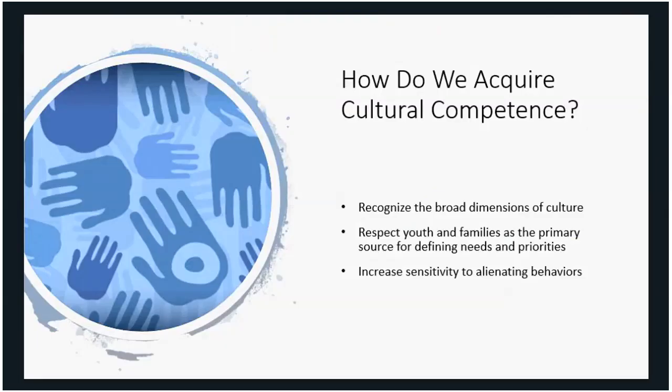So leading into getting to some concluding thoughts for the presentation, and then allowing some time for questions. How do we acquire cultural competence? Well, we need to recognize the broad dimensions of culture, respect youth and families as the primary source for defining needs and priorities, and increase sensitivity to alienating behaviors.